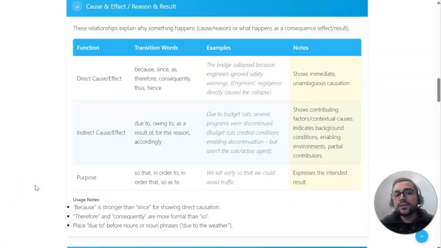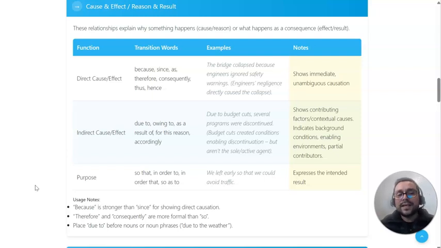Our third logical relationship is cause and effect, also known as reason and result. These relationships explain why something happens, that is the cause or reason, or what happens as a consequence, which is the effect or result. We have three functions. The first one is direct cause and effect, which can be achieved through transition words like because, since, as, therefore, consequently, thus, hence. For example, the bridge collapsed because engineers ignored safety warnings. In this sentence, engineers' negligence directly caused the collapse. This shows an immediate or unambiguous causation.